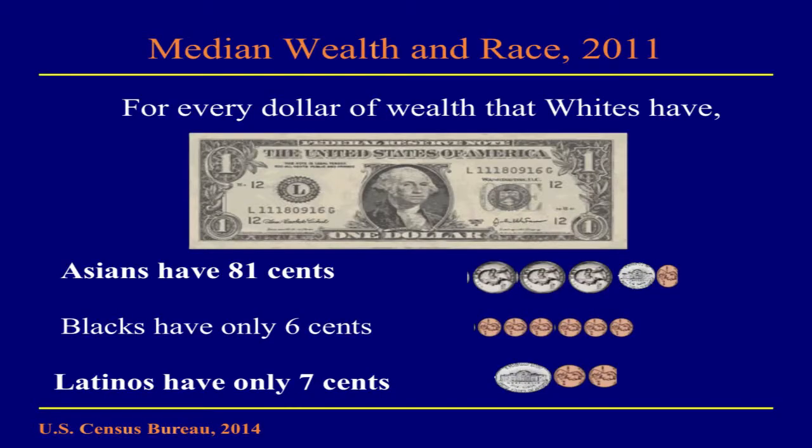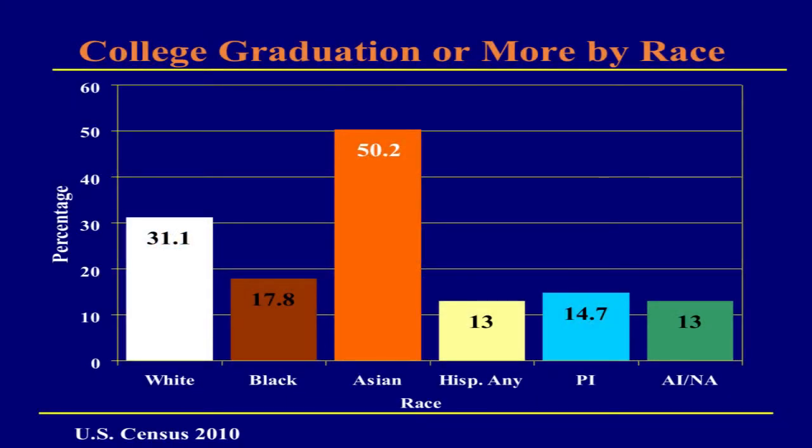Now let's look at wealth, everything that you own. For every dollar of wealth that whites have, Asians have 81 cents. Blacks have 6 cents. Latinos have 7 cents. I just told you that income and wealth are important for health outcomes. That's a problem right here. So racial ethnic disparities in health are more than socioeconomic status.